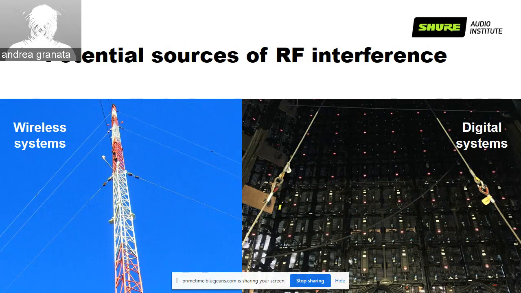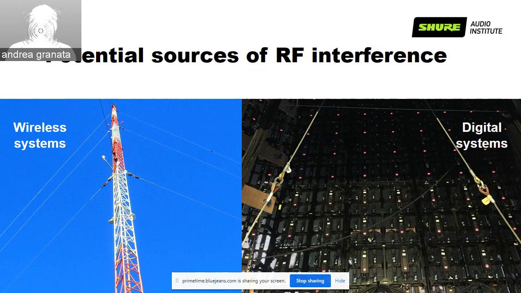And then we have digital equipment. We have devices like computers, CD players, DSPs of different types, light controllers, dimmers, high power distribution boxes. All these things can create interference or can create problems whenever they are very close to a receiver or to antennas.